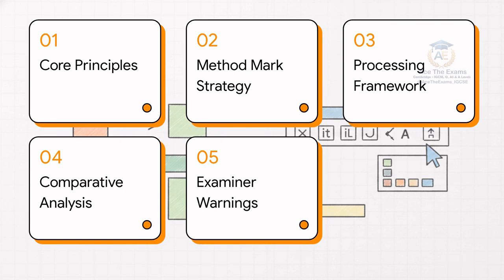So, here is our itinerary for today's session. We are mapping out a clear, actionable roadmap to exam success. First, we'll establish the core principles of formatting. Second, we are going to unlock the method mark strategy. This is where the big points live. Third, I'll give you a systematic processing framework to use when panic sets in. Fourth, we'll dive into comparative analysis. And finally, we will break down the top 3 examiner warnings that consistently destroy candidates' grades year after year. Let's get right into it.